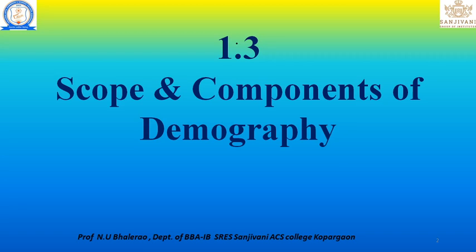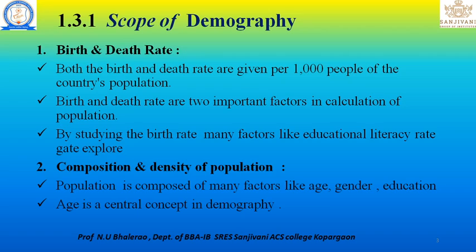Starting with this topic, in the previous video module we understood the major role of demography: to understand how the area, the population, the birth rate, the fertility, and natality affect the growth and decline of the population of any country. So, starting with the scope of demography, the first one is birth and death rate.